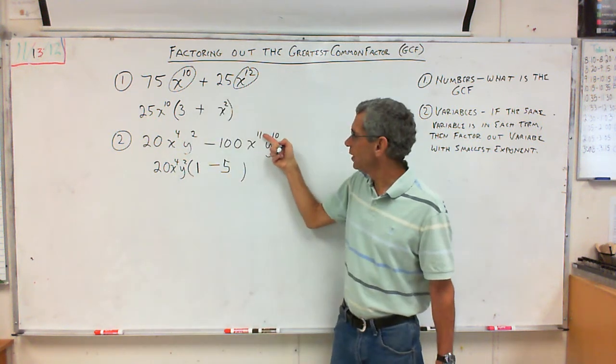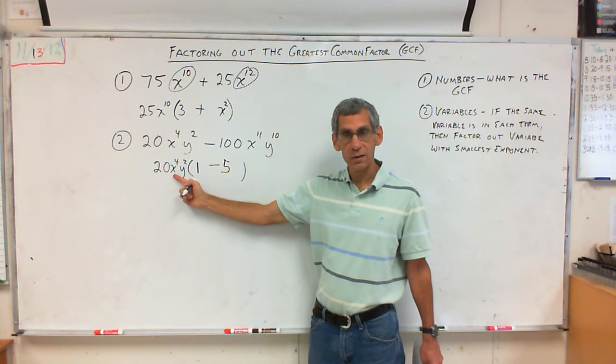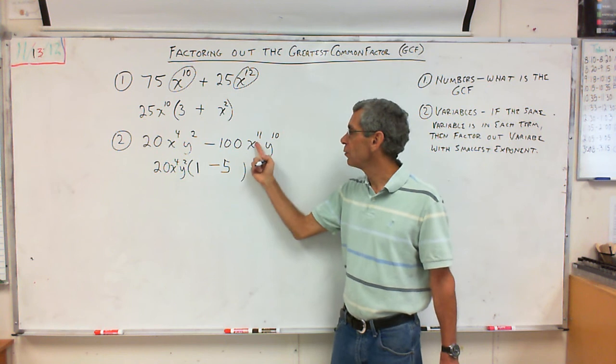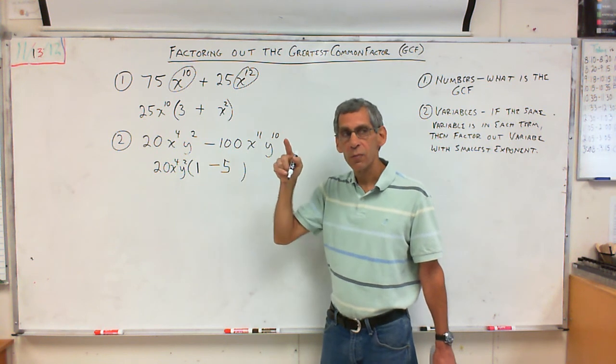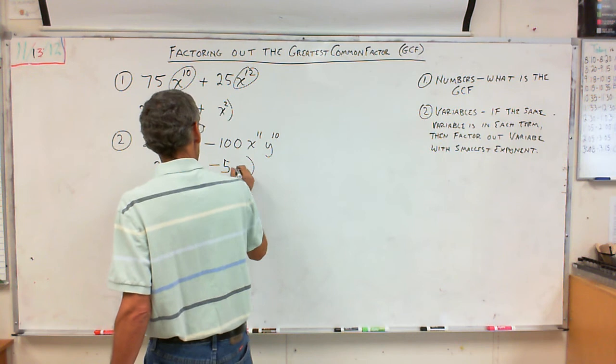Now I've got x to the 11th divided by x to the 4th. X to the 7th, right? Or another way to think of it is x to the 4th times x to the what equals x to the 11th? 4 plus 7 is 11. But it's addition, not multiplication.